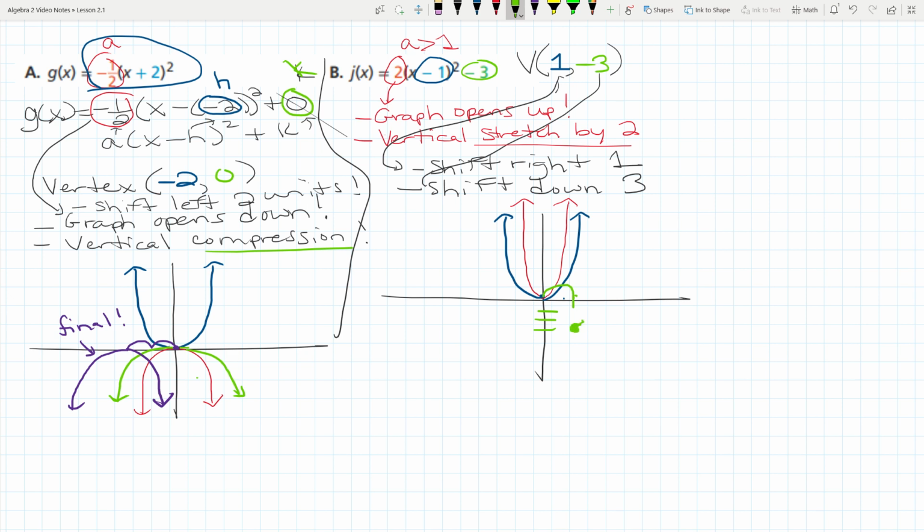And then I'm going to draw my new parabola. Okay, so this is my final graph. All right, it doesn't have to be exact, it's just an approximation of the graph because I want you to just kind of visualize how it looks like.